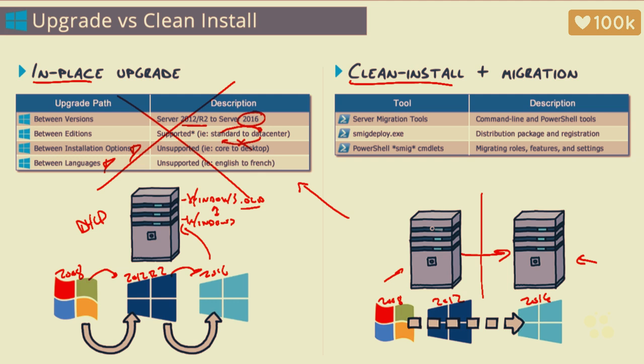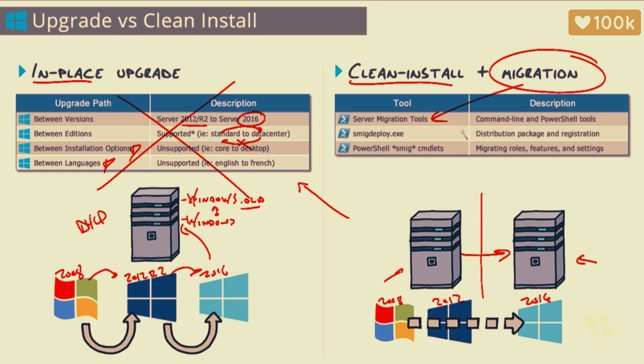If you have a really old 32-bit server out there that you need to migrate up to 64-bit 2016, this would be the only method we could take to get there. Now, to actually perform a migration, we are going to need the Windows Server migration tools. This is a feature built into Windows. And I'm going to show you this process when we get into the virtual lab.